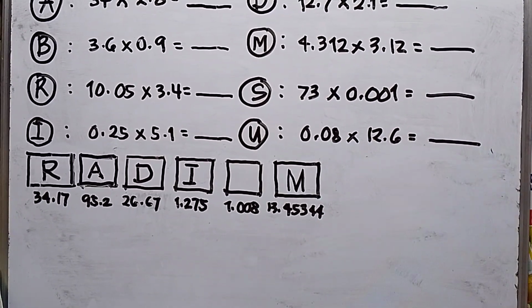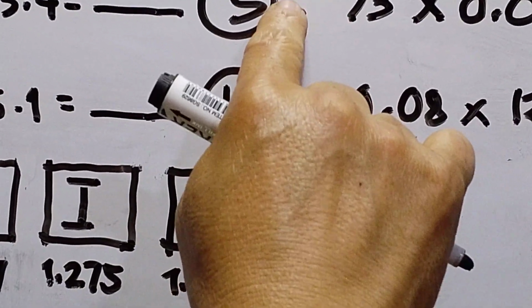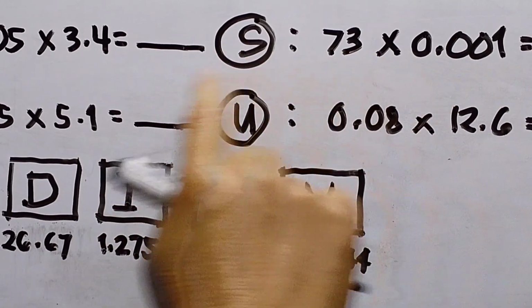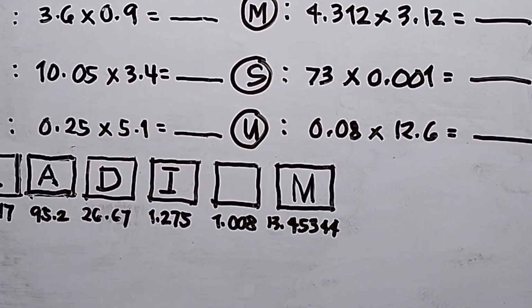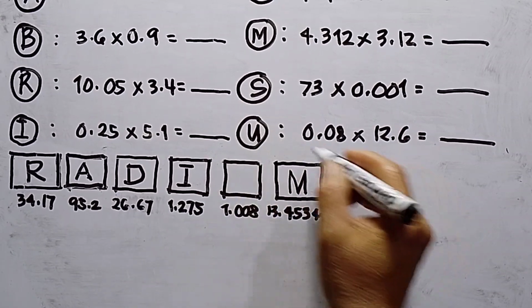Then next, it is obvious to write a vowel in here. So there are only 2 letters left, letter S and letter U. So we don't use letter S because that's impossible. It cannot be read if it is letter S. So let's try letter U.